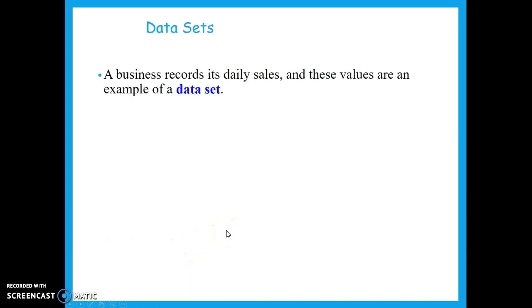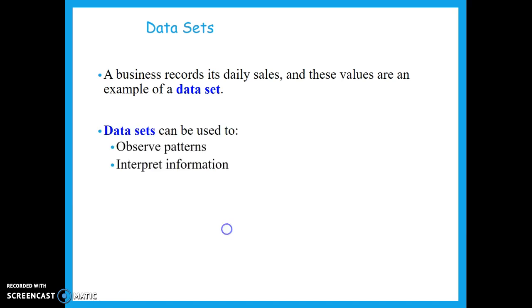Data sets, business records, it's daily sales, and these values are an example of a data set. They can be used to observe patterns, interpret information, make predictions about future activity. With data sets, actually mostly any business would have a meeting at the beginning of the shift or the beginning of the day and say, hey, we made $33,000 last year. Our goal for today is $35,000.